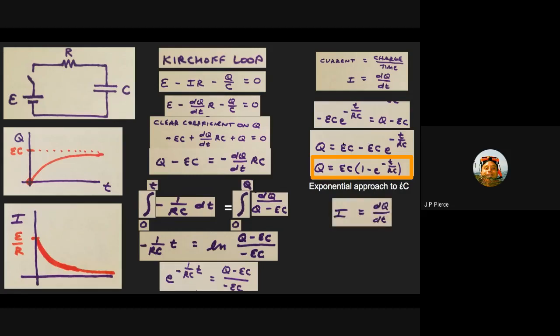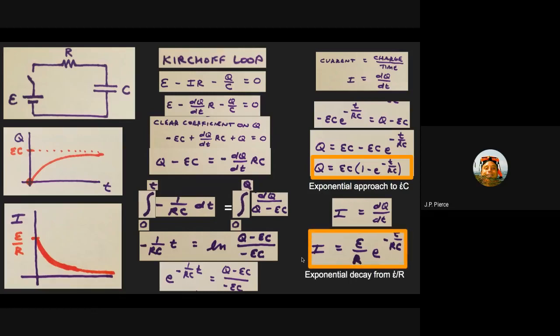If we take the derivative, the first term doesn't even matter. That'll be a constant. And then when you take the derivative here, you're going to bring down a minus 1 over RC in the front of this thing. And so then you're going to get this expression for the current. The cool thing about it is this orange boxed expression here does agree with our graph, which is an exponential decay from epsilon over R. And so that's how you derive this dependence of the current in the circuit with a resistor and a capacitor.